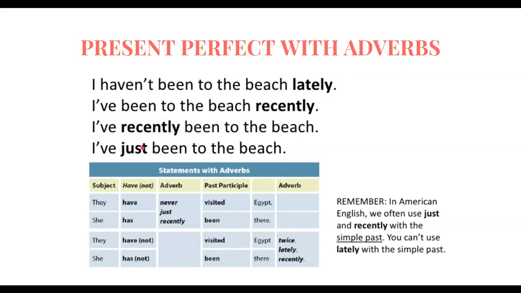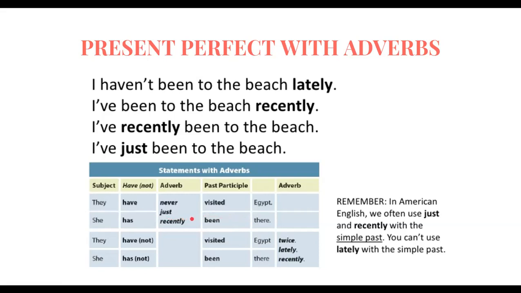All right. And here is the structure. We need a subject, of course. As we said, all of the plural subjects plus I work with have. Singular subjects, he, she, it, work with has. Followed by the adverb and followed by the verb in the past participle. So I can say, they have just visited Egypt. She has recently been there.